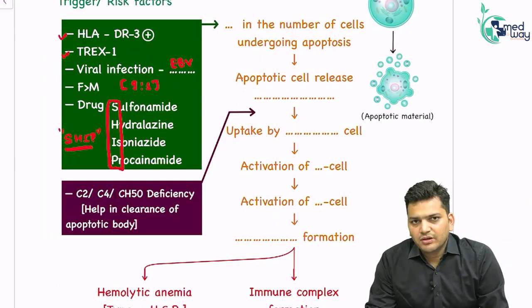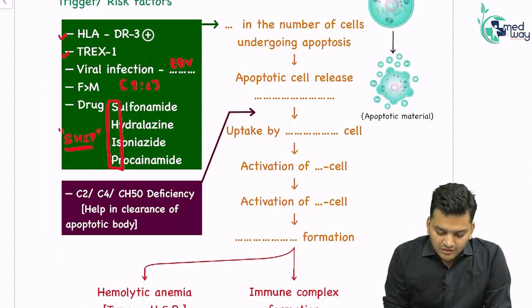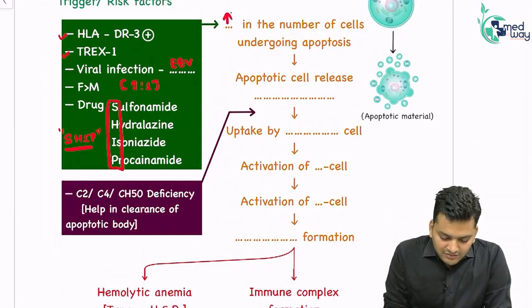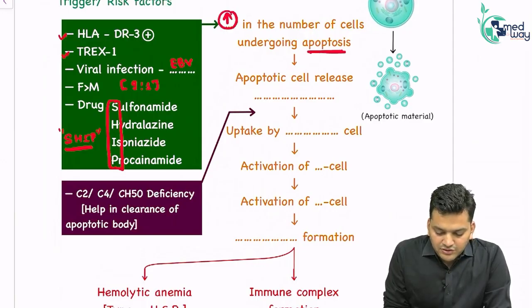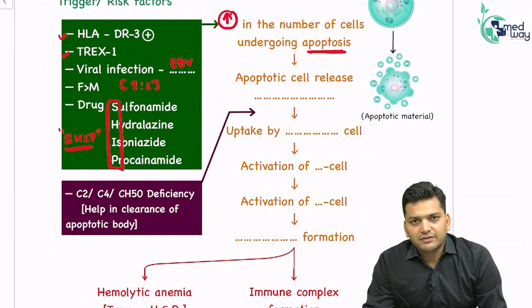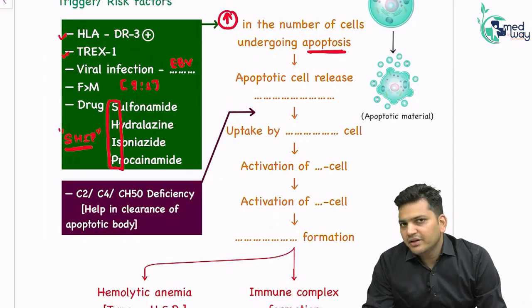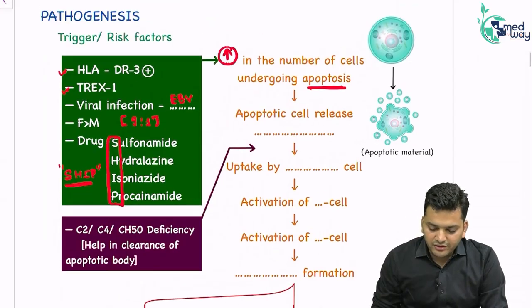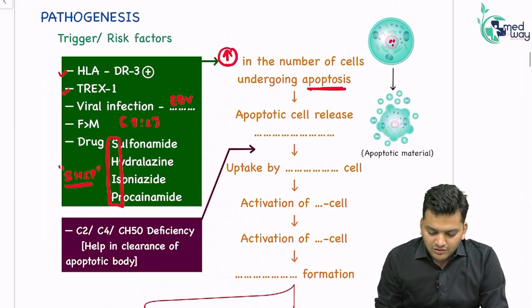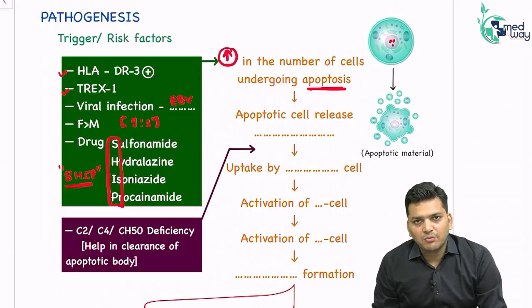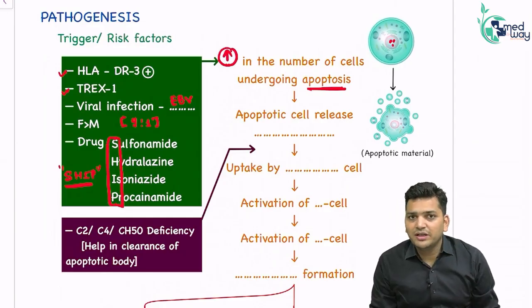So what happens because of all of that, because of HLA-DR3 and TREX1, is an increase in the number of cells undergoing apoptosis. Apoptosis you have discussed in pathology, that is programmed cell death. Now when the cell death happens, the cell membrane will rupture, the nucleus will rupture, and the content of the nucleus will come out. Normally the content of the nucleus is kept inside. Now when the cell death happens, the nucleic material comes out, and nucleic material is a very new material to our immune system. The immune system thinks that it is a foreign particle because it has never been exposed to such a material.